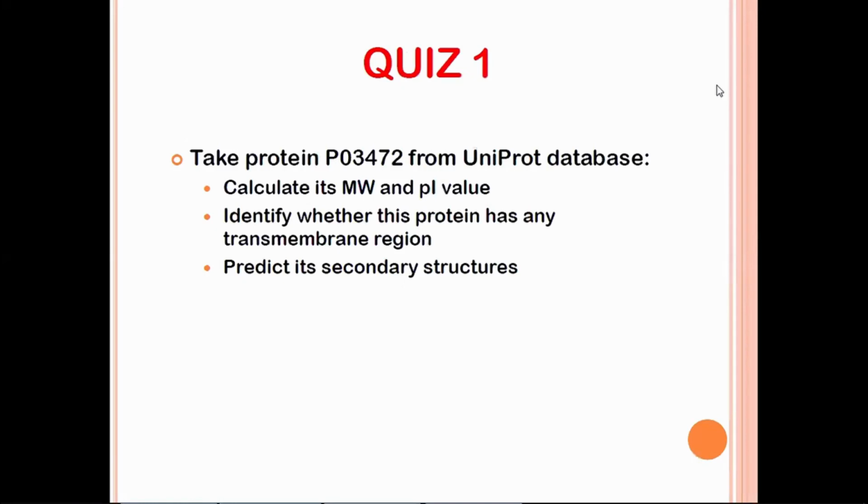Yeah. Okay, this is a quiz. Yeah, you can submit it today. Yeah, by midnight. Yeah, very easy. Yeah, you can do it within 5 minutes actually. Yeah. So you take protein from UniProt database. UniProt itu apa? You gonna Google lah. Yeah, you're gonna Google UniProt database and you put the code P03472. Yeah, and then your job is you calculate the molecular weight and PI.